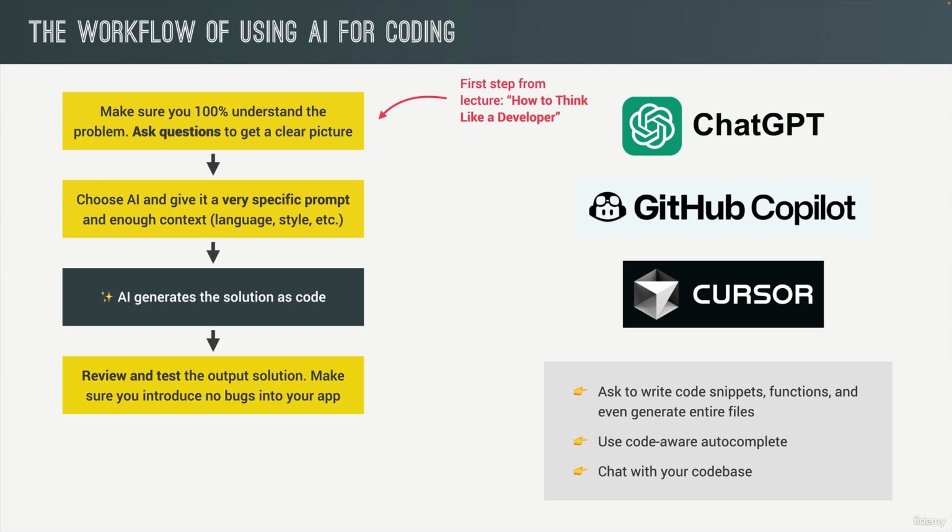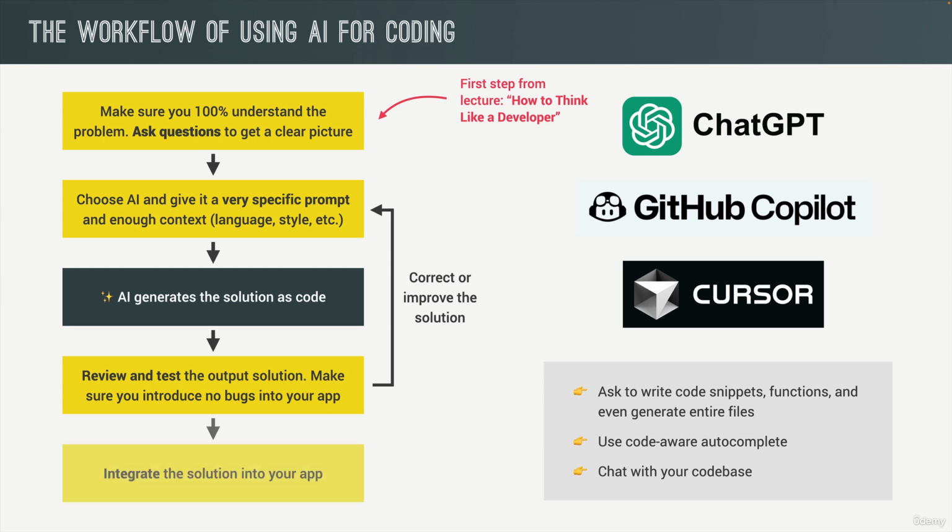But anyway, after reviewing and testing the code, you can use the AI to correct or improve the solution by generating a new, very specific prompt telling the AI assistant what's wrong and what you need fixed. So this is a pretty iterative process until you reach a solution that you're happy with. Sometimes this actually never happens, in which case you need to abandon the idea of using AI for this specific case. But if you are satisfied with the answer and are 100% sure that it's correct, then you can integrate the solution into your code base.